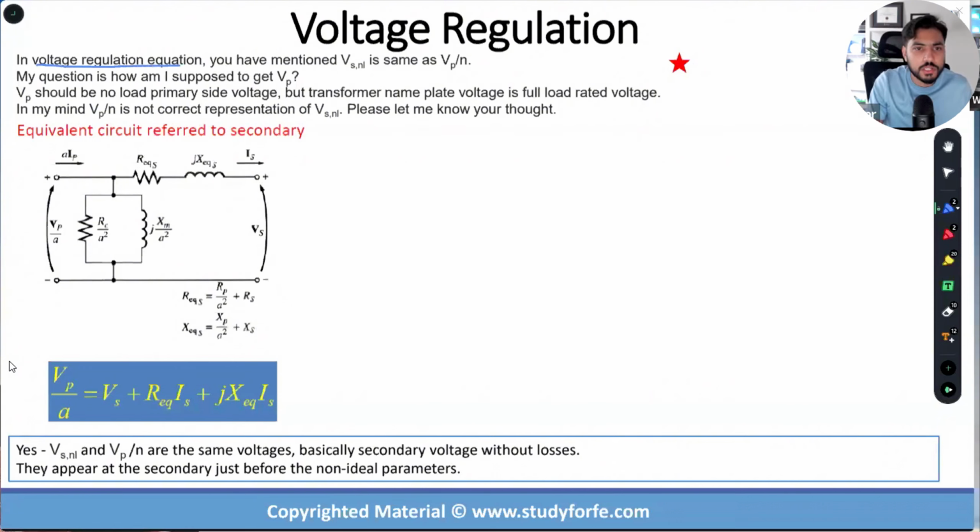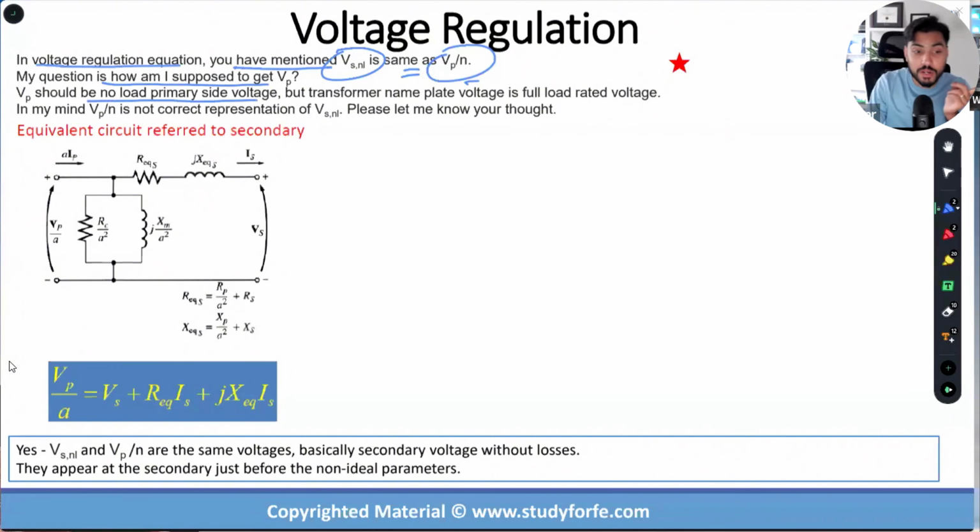In the voltage regulation equation, you have mentioned VSNL, the secondary no load voltage, is the same as VP by N. And guys, when I'm reading these statements, sometimes I add words just because in my mind I would like to read it properly, but it's not that I'm seeing something you are not seeing. So the question is, I mentioned VSNL is the same as VP by N. How am I supposed to get VP? VP should be the no load primary side voltage.